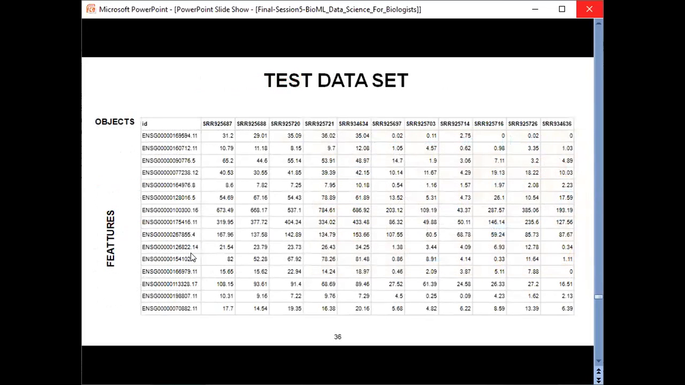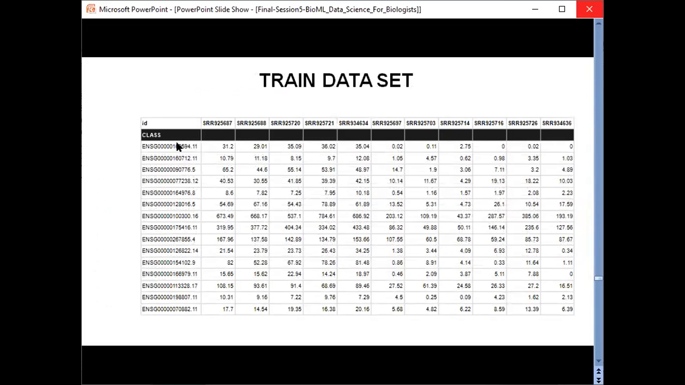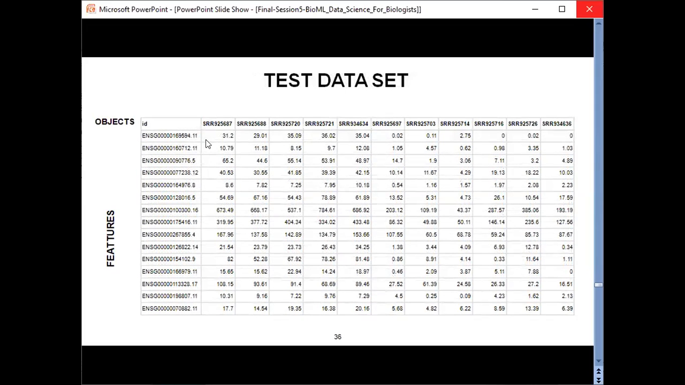So now, what is the training data? Here in the training data, we have this class. As I have told you, it could be ER positive, triple negative, cancer or normal. While the test data lacks that class.